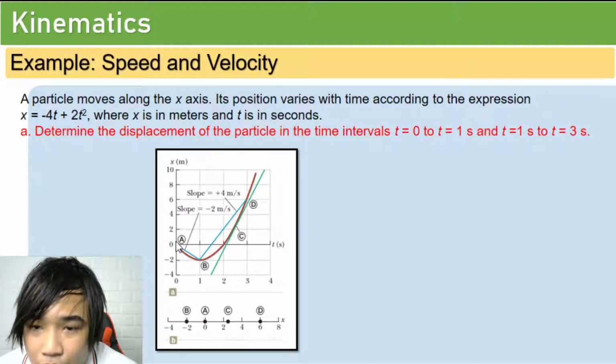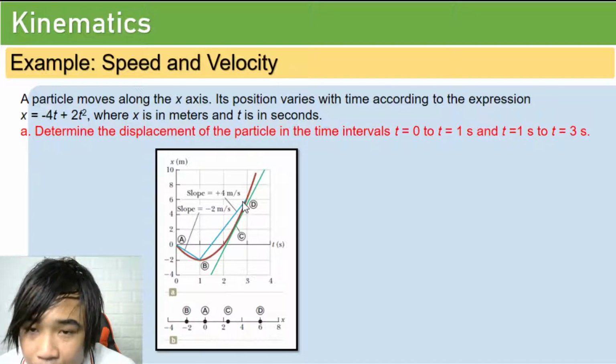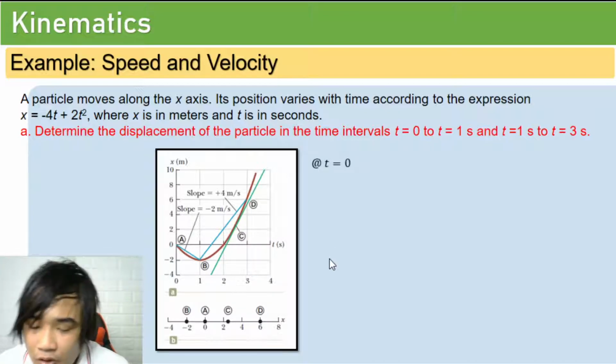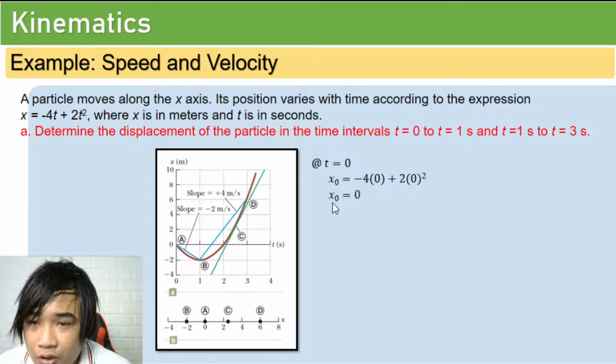Una, negative 2. Then, yung pangalawa, meron tayong displacement dito from displacement 6, final kasi ito sa 3 seconds na siya. Ito, 3 seconds. 6 minus displacement niya na negative 2. So, meron tayo dito. At t equals 0, x equals yung position niya 0.